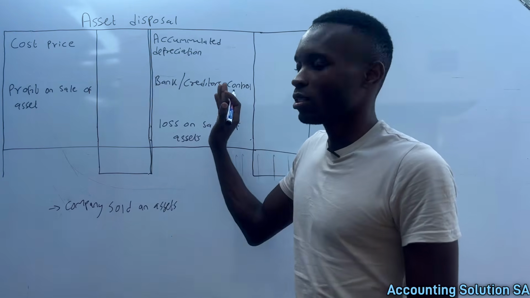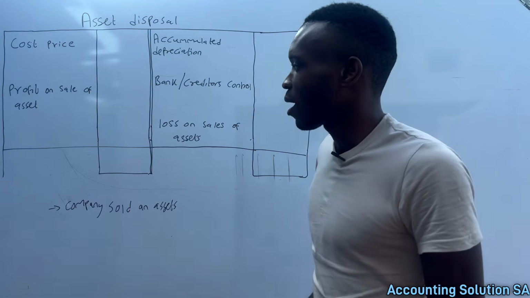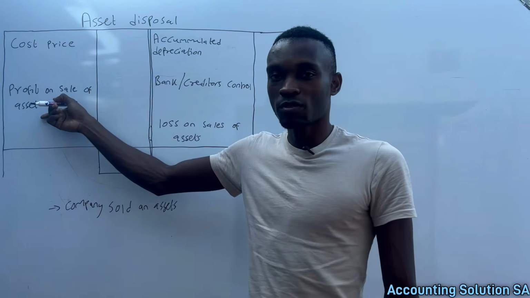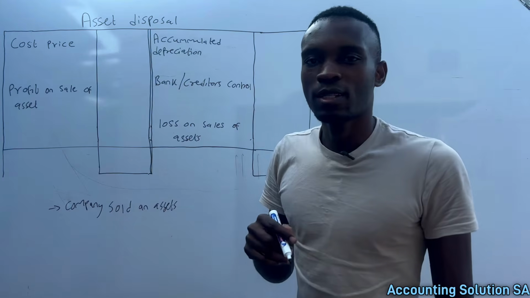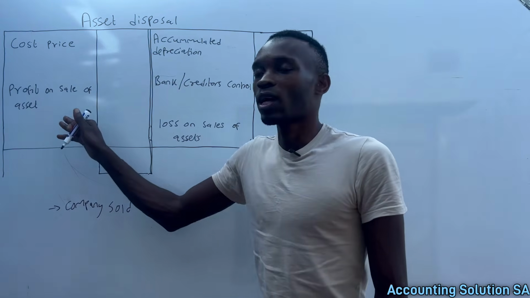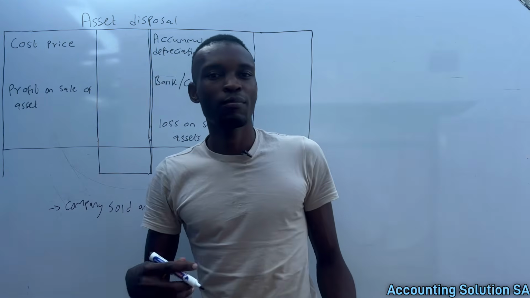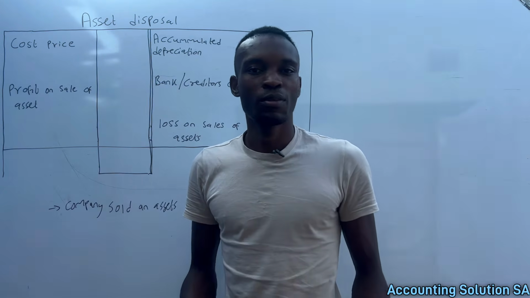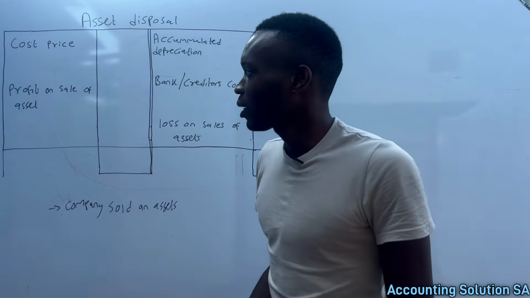Okay, so this is the format that you need to use when you prepare your asset disposal. However, you can see this side is a profit on sales of assets, this side is a loss on sales of assets, but it doesn't mean that you have to write both of them. You have to get at least one. You can't sell at profit and loss at the same time. You're going to make a profit or you make a loss, at a time.